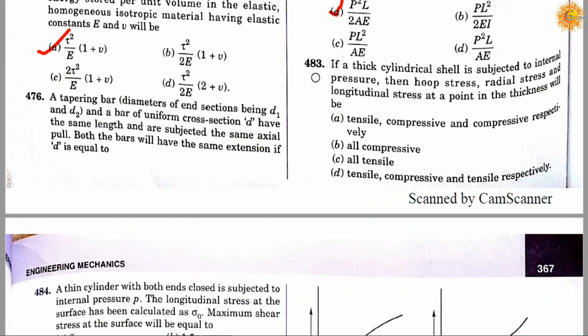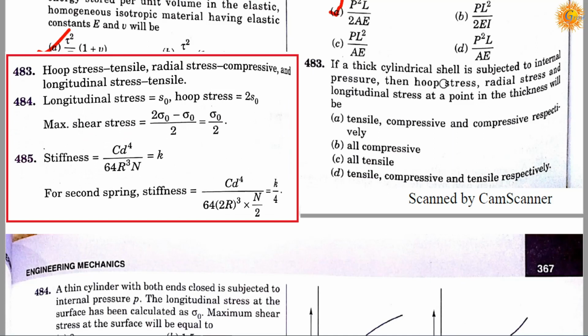Question number 483. If a thick cylindrical shell is subjected to internal pressure, then hoop stress, radial stress, and longitudinal stress at a point in the thickness will be: option A tensile, compressive, and compressive respectively, option B all compressive, option C all tensile, option D tensile, compressive, and tensile respectively. Correct answer is D. It will be first tensile, then compressive, and then again tensile respectively.